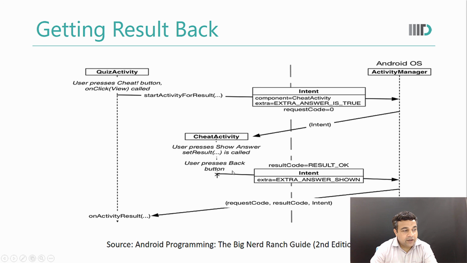The new activity then creates another intent and uses an extra, calls Android OS, which then uses this to pass the result back to the quiz activity, the parent activity. And the parent activity can access these results by calling the method onActivityResult. This is all for your lecture. In these two lectures, we have learned how to create multiple activities in an application and how we use intent to communicate between these two activities. Thank you.